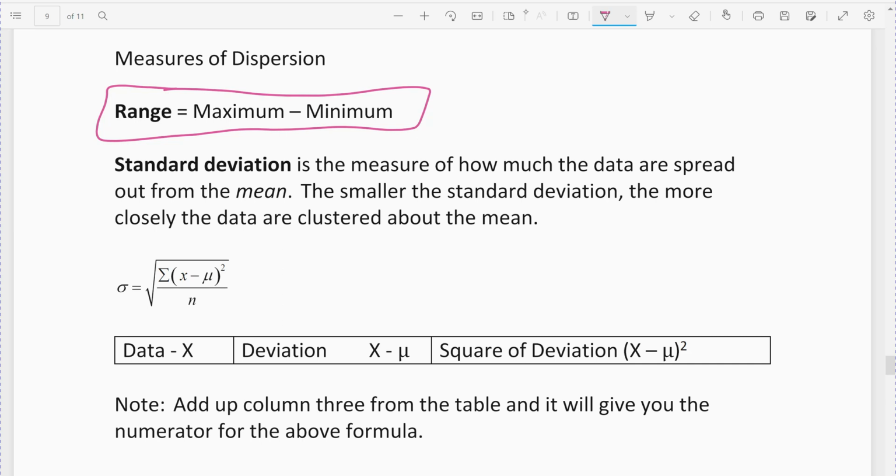So again, that's what the standard deviation means. A big number means the numbers are spread way out. A small number means the numbers are really tightly packed, close together. All right, how we find it.